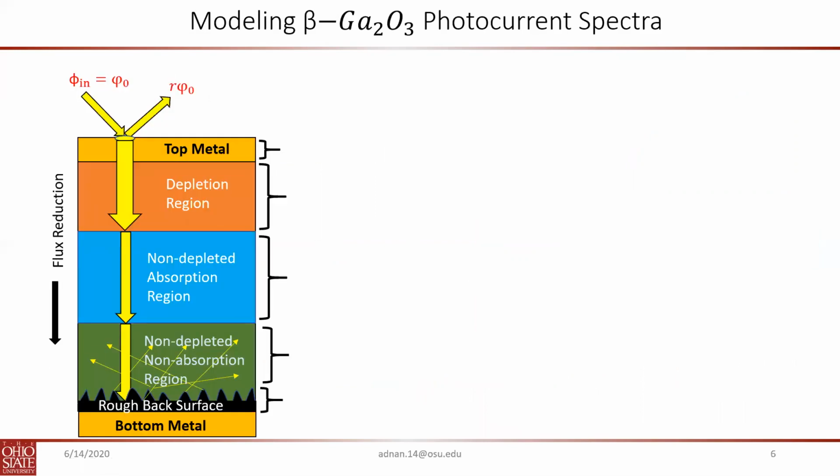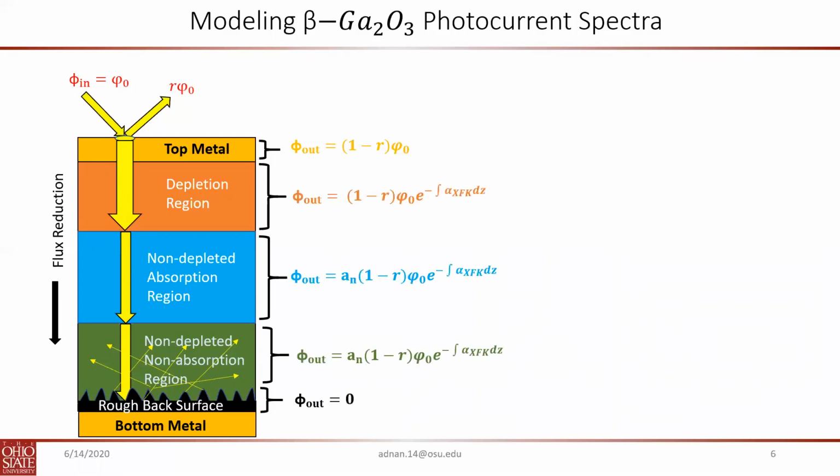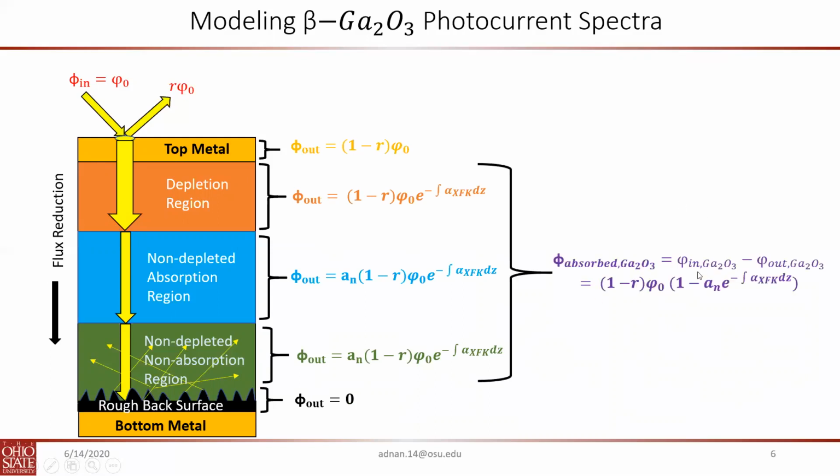So we now model our results. We divide the gallium oxide layer into three parts: the depletion region, the non-depleted absorption region, and the non-depleted non-absorption region. We say that light as a flux is introduced into the device, and it reduces as it goes through these layers. These are the fluxes that we get out of each layer. If the final output flux is subtracted from the input flux of the gallium oxide layer, we get the gallium oxide absorption amount. If we say there is 100% conversion efficiency, then we get a photocurrent equation.